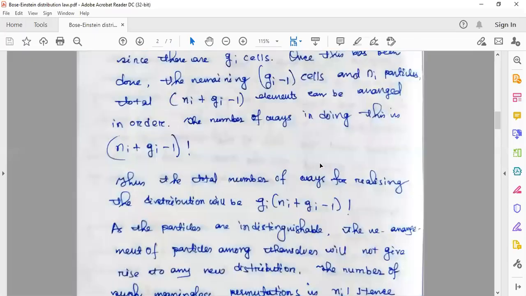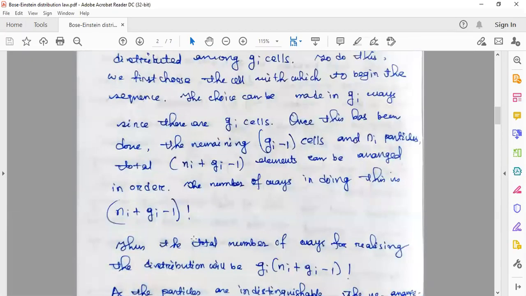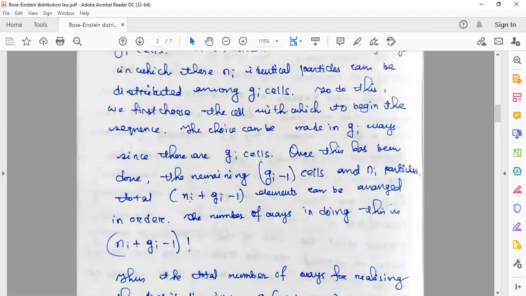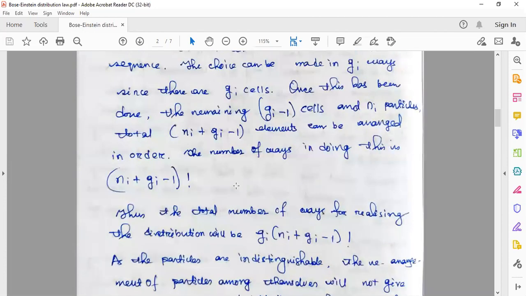Okay, so we learned yesterday up to this. When you have ni number of particles to distribute in gi number of cells, how many ways can there be? There may be (ni + gi - 1)! number of ways, and the total number of ways of realizing this distribution is something like this.